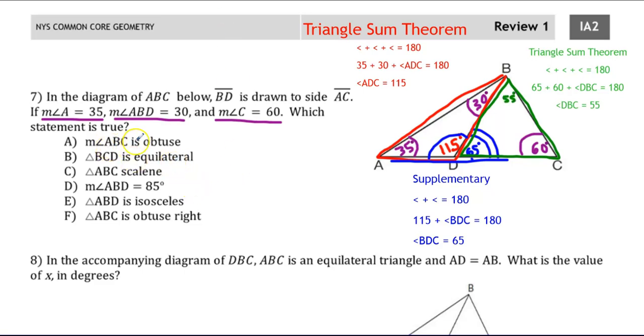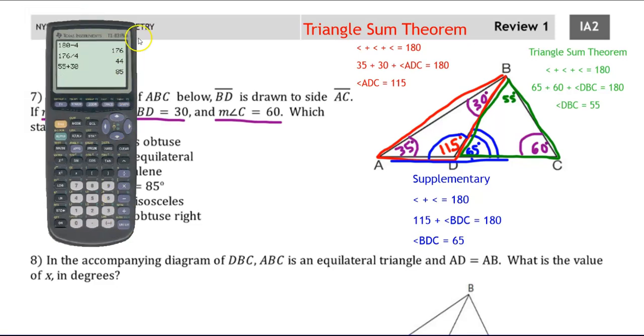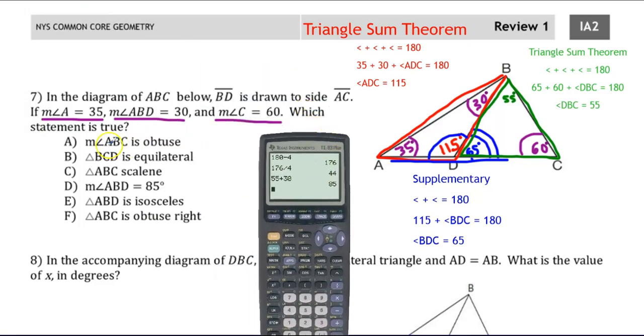So let's go through and try to answer one at a time. It says the measure of angle ABC is obtuse. Angle ABC is made up of a 55 degree angle and a 30 degree angle. 55 and 30 are 85. 85 is smaller than 90, so the measure of angle ABC, which is 85, is not obtuse. It is an acute angle. Remember, obtuse means greater than 90 degrees.